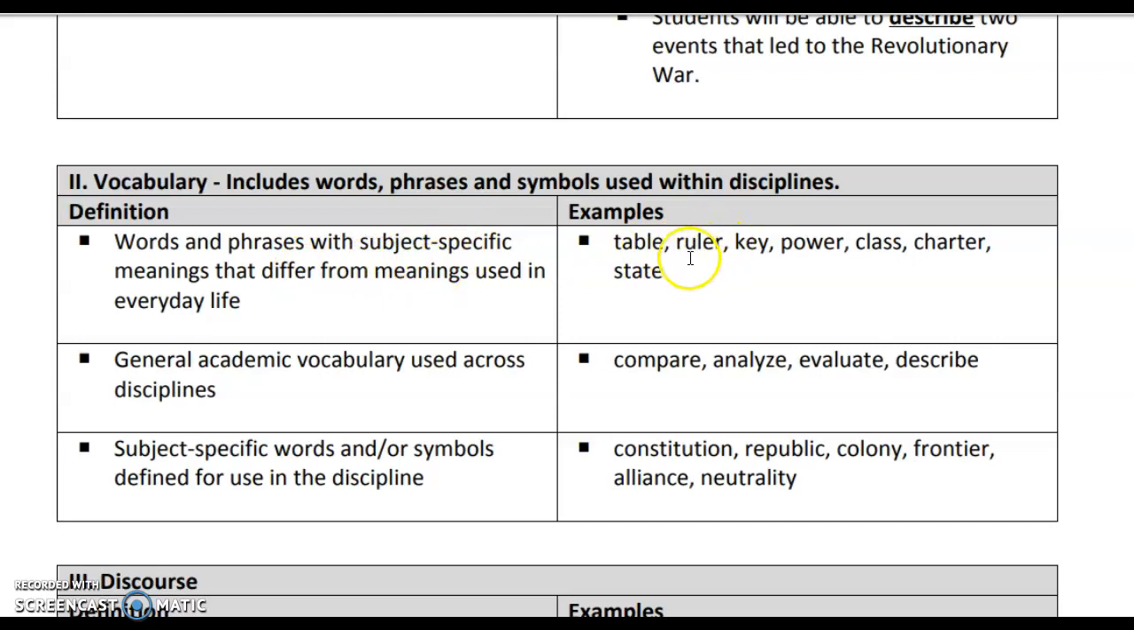And then the next one would be something like ruler. Ruler, of course, students use to measure things with, but a ruler in our subject matter would be like a king or a queen, and so forth. So you see here, power, class. These are words that have double meaning and can mean multiple things. But as history teachers, it's something that's very automatic for us to understand.